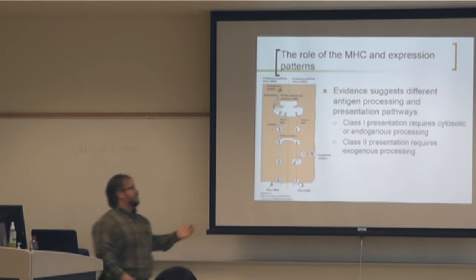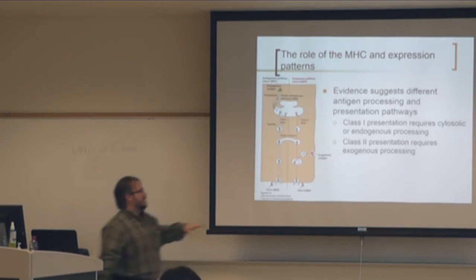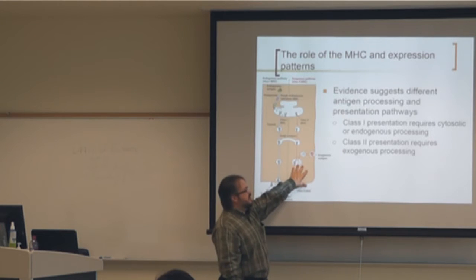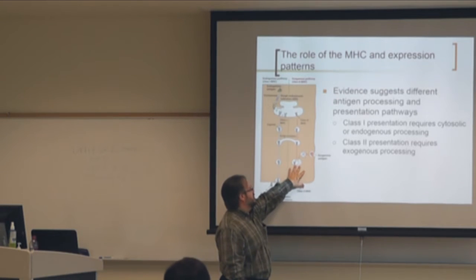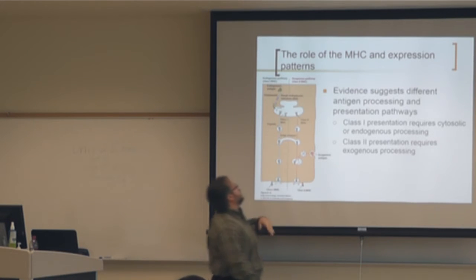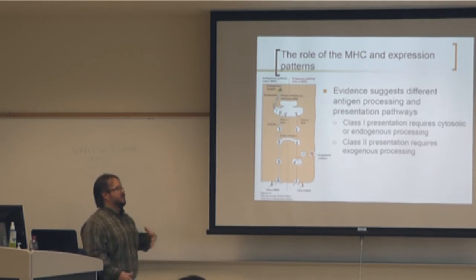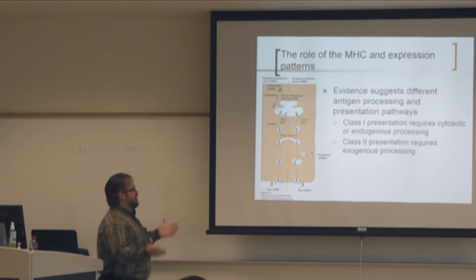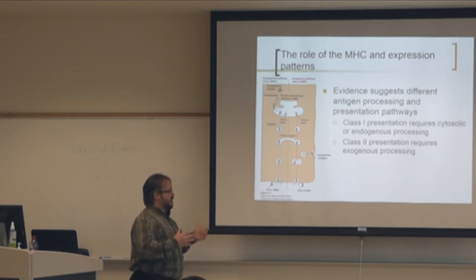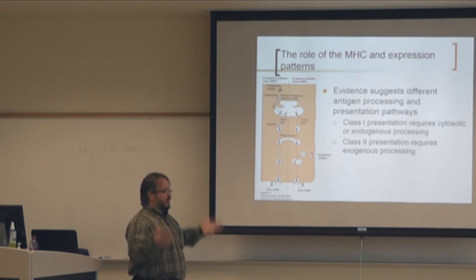And so that's how you can kind of differentiate and say, okay, we're going to present mostly exogenous antigen because we can only bind to antigen in a place where it's mostly exogenous, whereas class 1 comes into contact with antigen where it's mostly endogenous antigen being recycled within the cell. Now, I say endogenous, that could be a viral antigen made inside the cell.